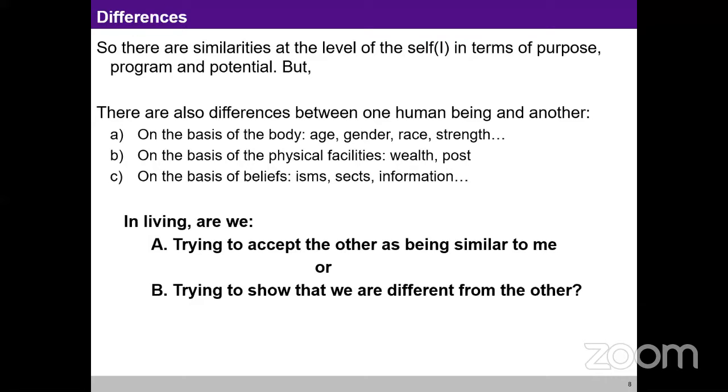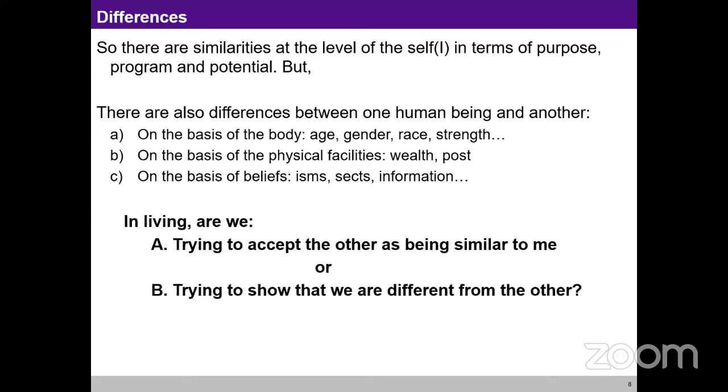So we can see that at the level of the body, we have some differences. If you see at the level of age, children, older people, and so on, we can see difference in the body. Gender, males versus females. There's a difference at the level of the body, the race, whether it is a European race or whether it is the African race or whatever. There is difference at the level of the body. We can see differences. Strength, some people have a body that has a lot of strength. Some people have a body that doesn't have so much strength. So these are all differences that we have between one human being and another at the level of the body.